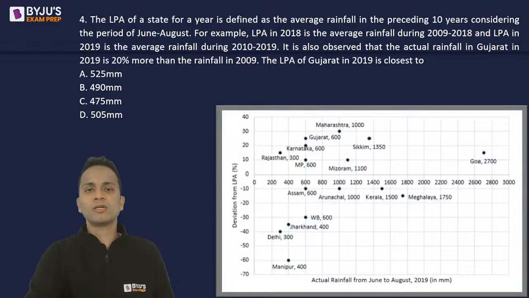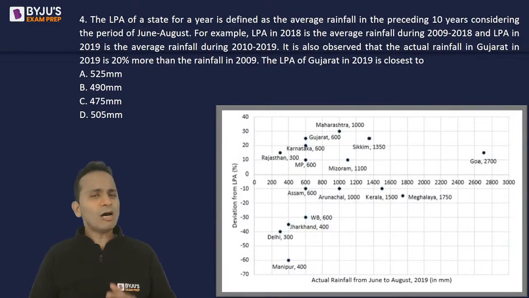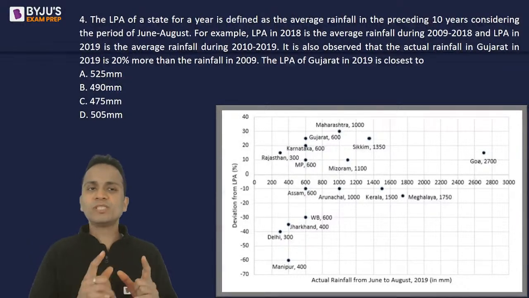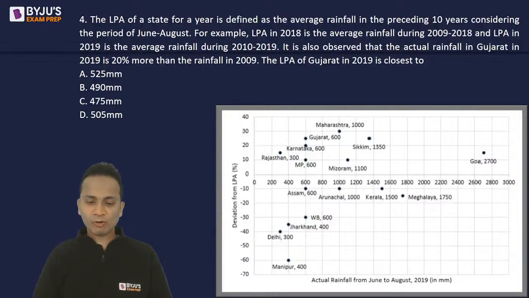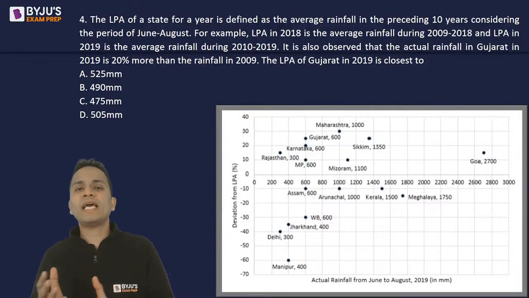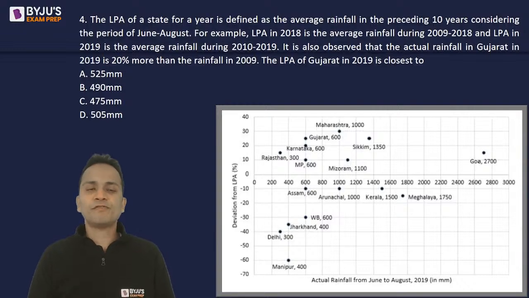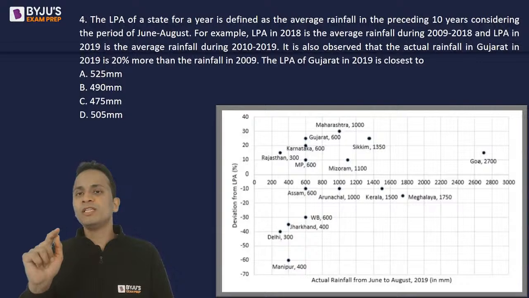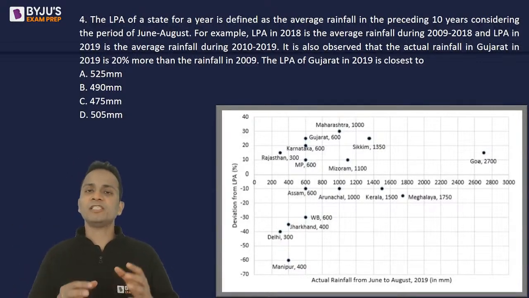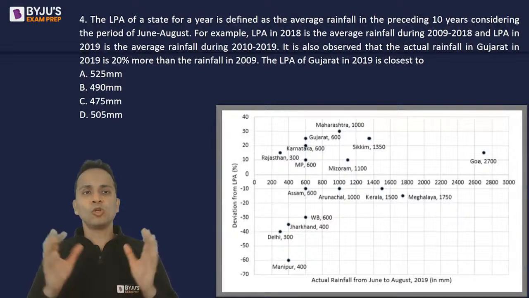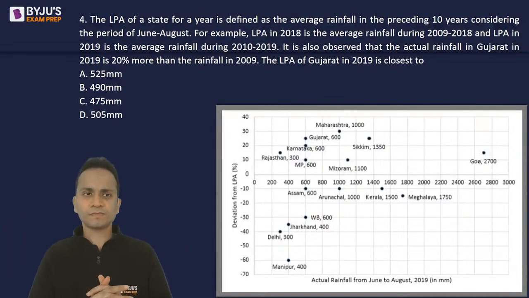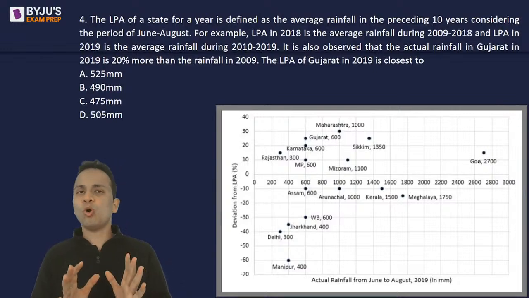Moving on to question number 4. Now, they have used LPA. So they will now define what LPA actually is and then ask the question using LPA. Question number 4 says the LPA of a state, the long period average of a state for a particular year, is defined as the average rainfall in the preceding 10 years. So the long period is considered as 10 years, considering the period of June to August only.